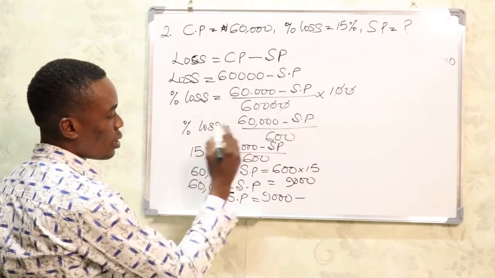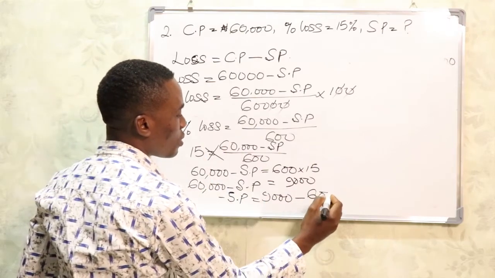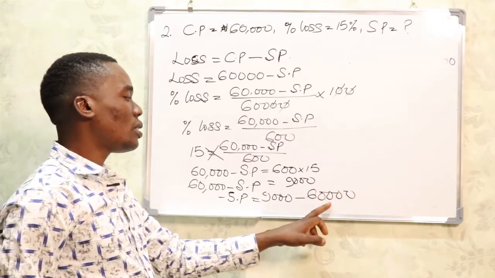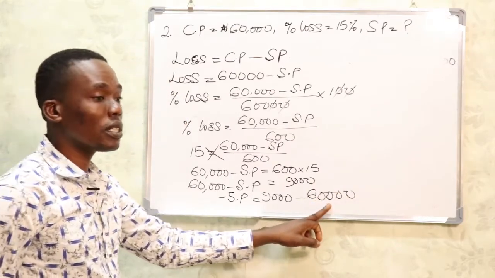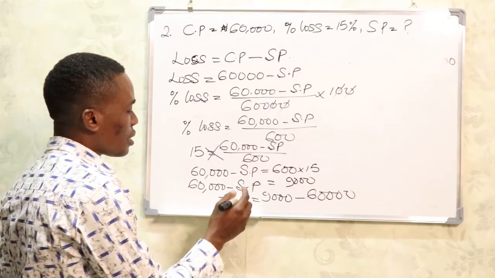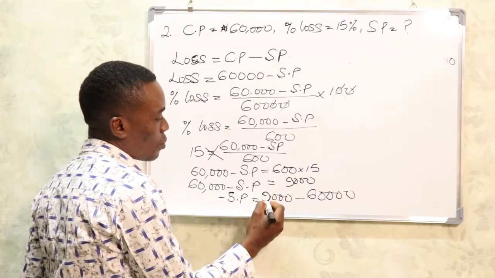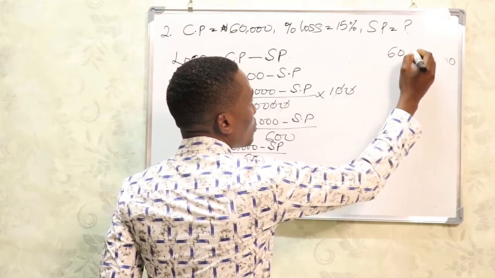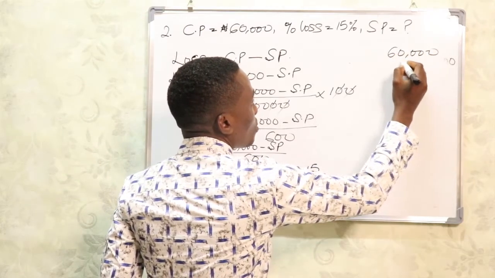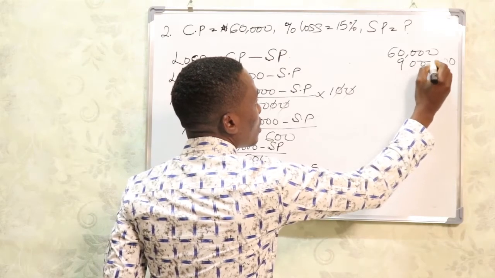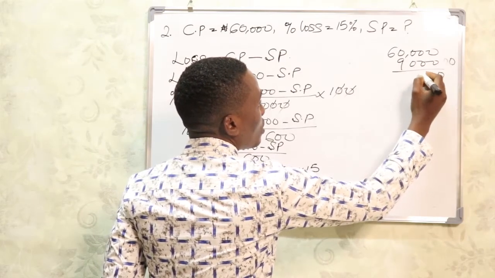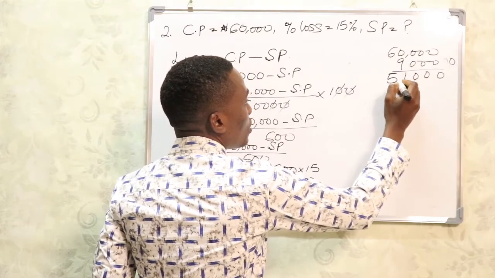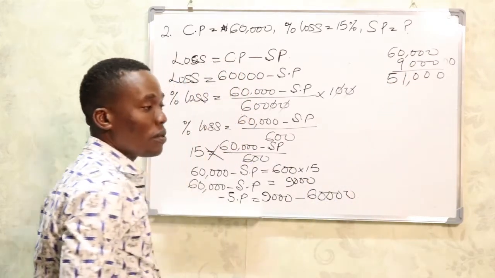minus, because this 60,000 will go over this way to give us what? 60,000. Now if we subtract 9,000 from 60,000, what are we going to get? We're going to arrive at 9,000 minus 60,000. You have 60,000 and you are subtracting 9,000 from it. What do you have? You have 0, 0, 0. This will give you 1, that's what? 51 what? That's what you have, 51,000.